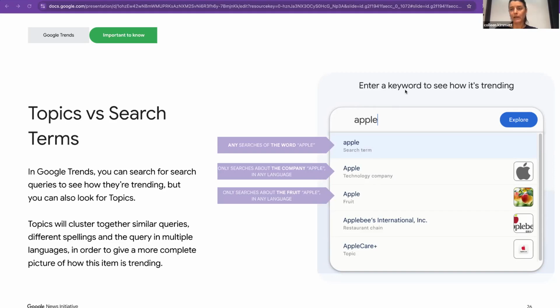So it's recommended that if you type in a word, a search term, and you see the option for a topic to pop up, that you select the topic, because it will include, if you typed in Kate Middleton, it would include Duchess of Windsor. It would include misspellings of her name. It would include other ways she's called, for example.